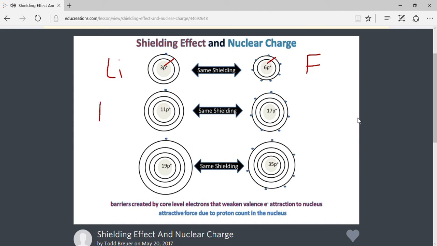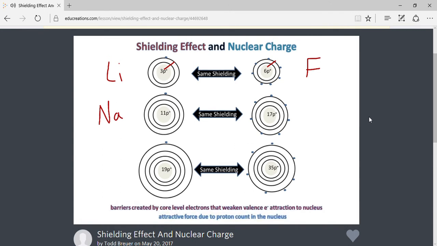The same pattern would hold true if we were to compare sodium to chlorine. Since they are found in the same period, they would each have 2 core levels of electrons, or the same effect from shielding. However, noticing when we look at the nucleus, chlorine has 17 protons, or a greater nuclear charge. Once again, this strengthens the attraction for valence electrons to the nucleus, related to the distance. The stronger attraction for the valence electrons created by a greater nuclear charge on chlorine actually makes a chlorine atom somewhat smaller than a sodium atom.